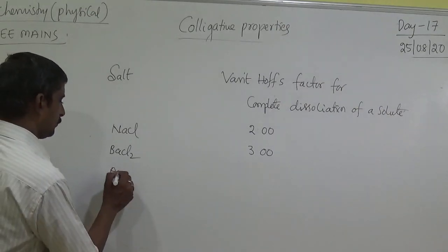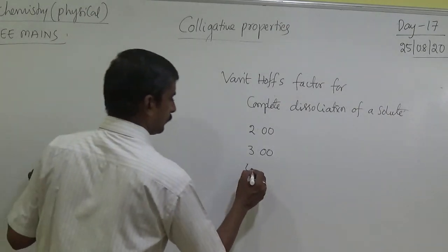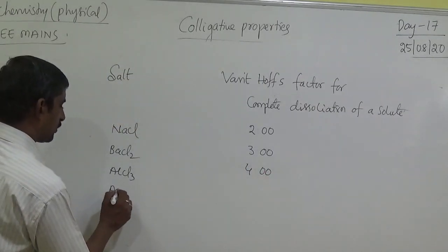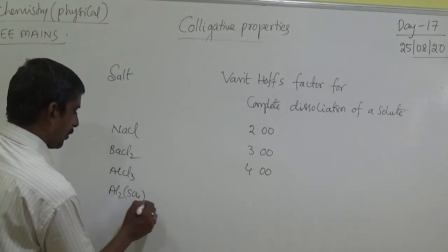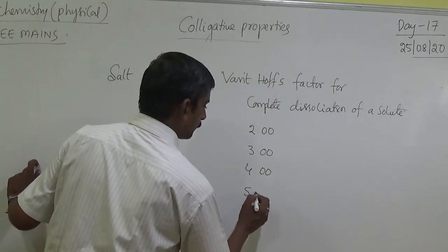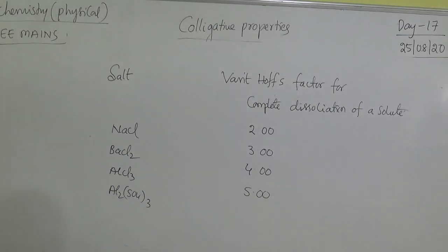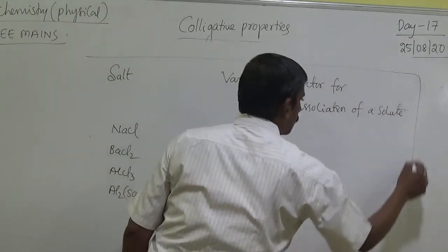Next, aluminum chloride, 4. Aluminum sulfate, 5. Like that. NaCl, 2. BaCl2, 3 particles. Aluminum chloride, 4. Aluminum sulfate, 5. So these are van't Hoff factor for complete dissociation of a solute. Like that. This is one of the tabular form.